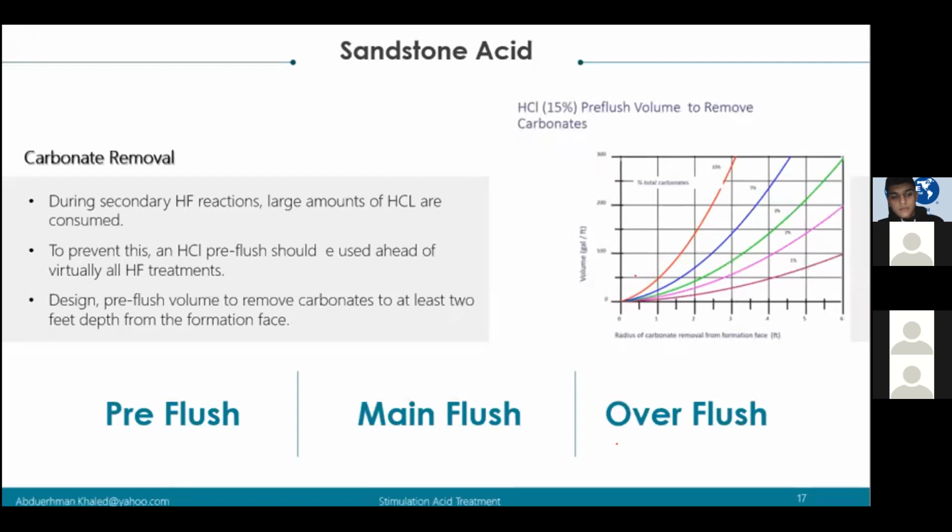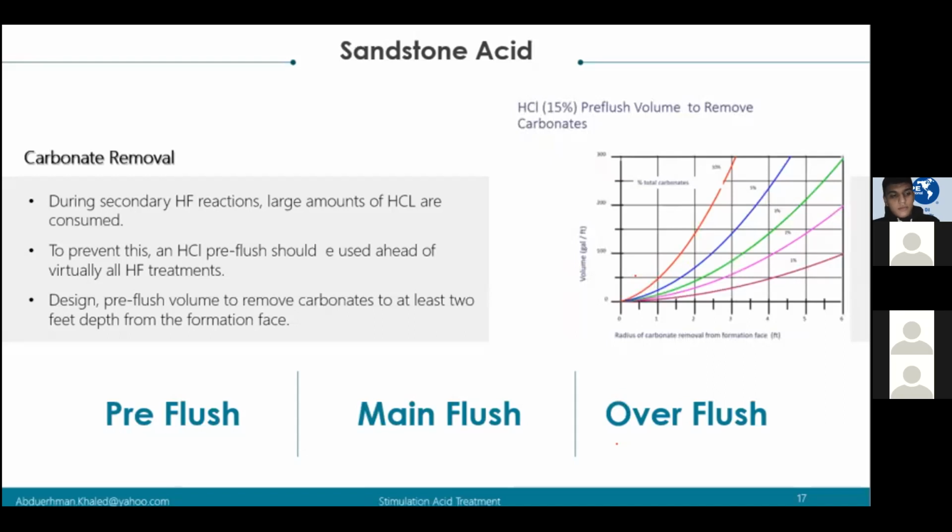Otherwise, if you inject HF and you have carbonate, you make things very, very complicated for yourself. And sometimes such wells can barely be reactivated again.